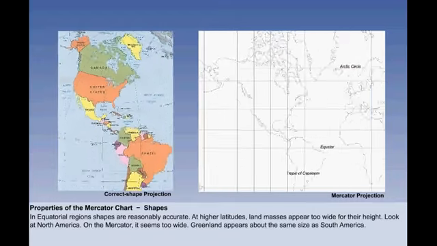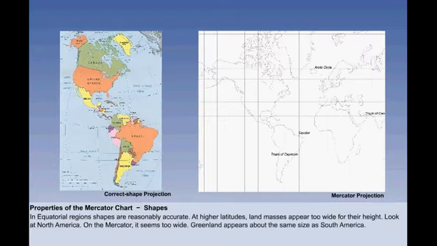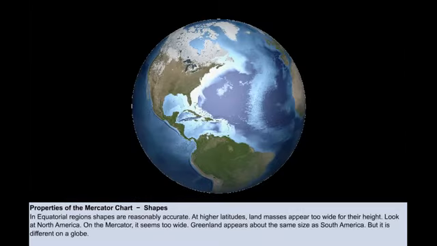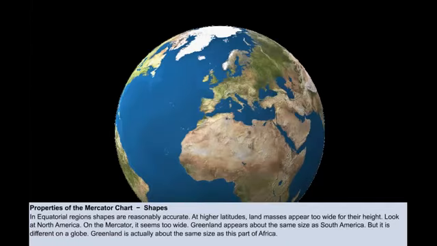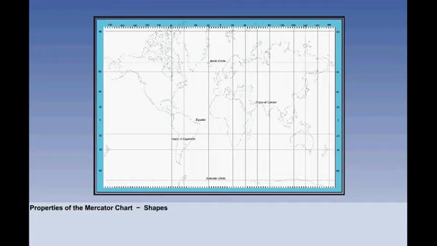Also, look at Greenland on the Mercator projection. It looks about the same size as the whole of the South American continent. But on a globe, you can see that it is not. Greenland is actually about the same size as this shaded area in the Horn of Africa, Ethiopia and Somalia. This size and shape distortion is caused by scale expansion.